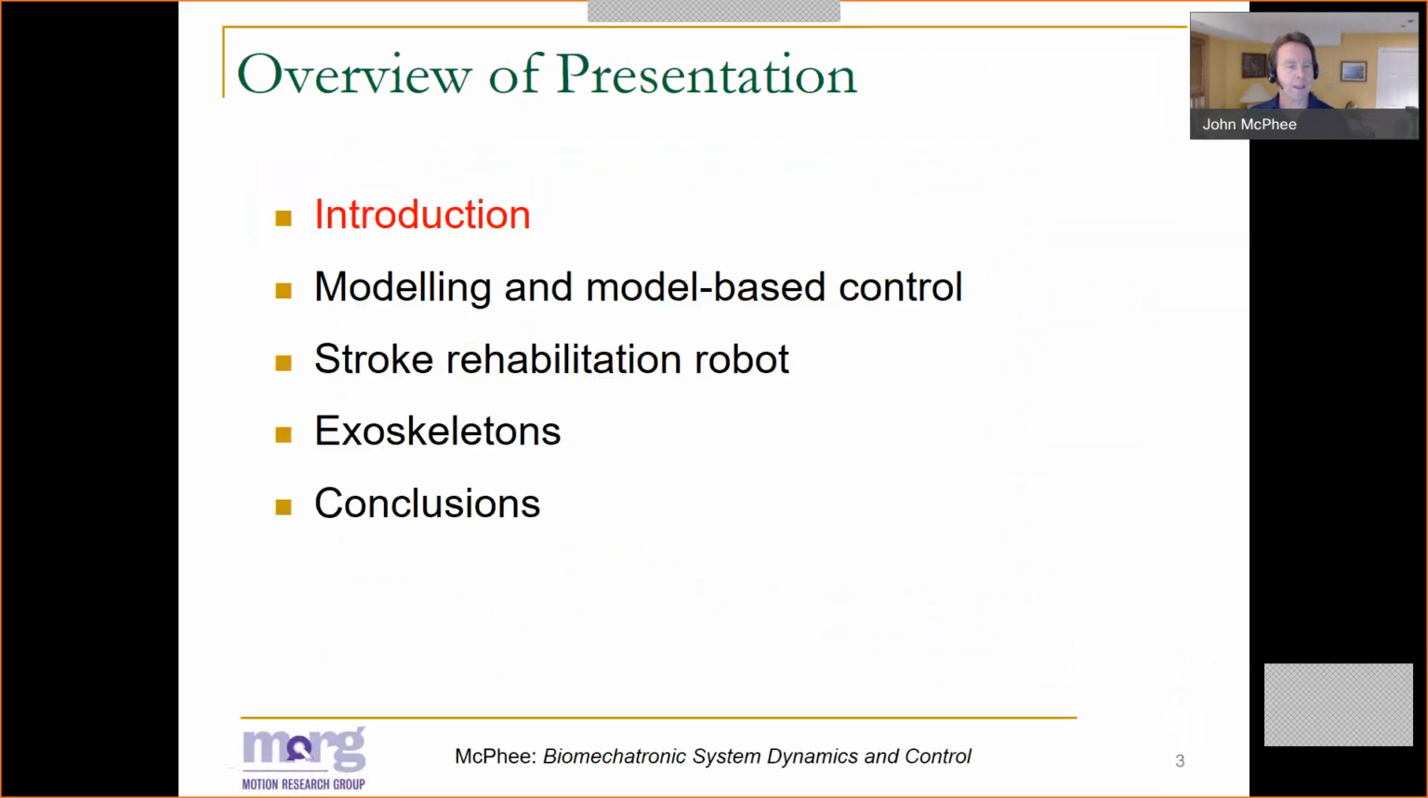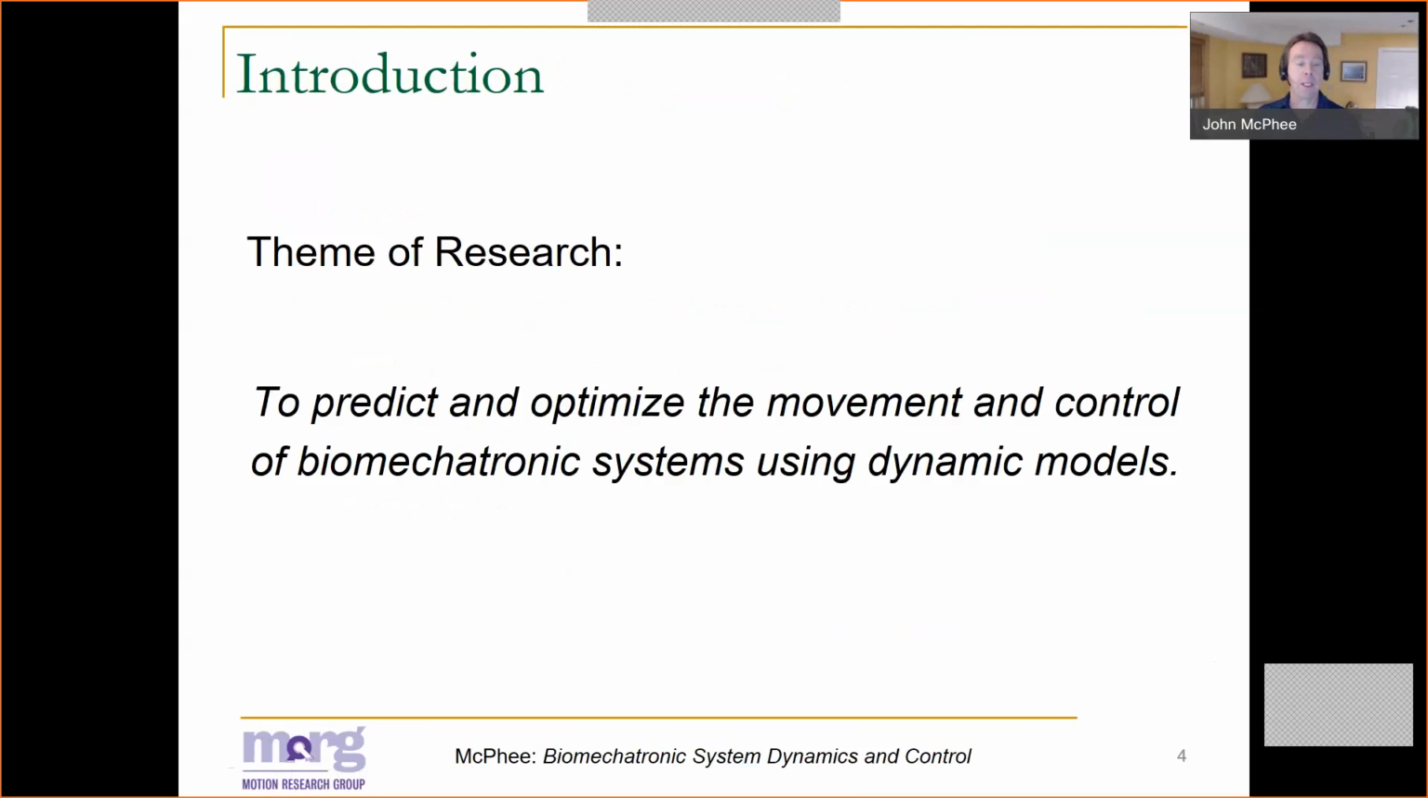Here's an overview of my talk. We do a lot of work on modeling and model-based control, and in this particular presentation, I'm going to focus on applications to stroke rehabilitation robots as well as exoskeletons. In general, the theme of our research is to predict and optimize the movement and the control of biomechatronic systems using dynamic models.